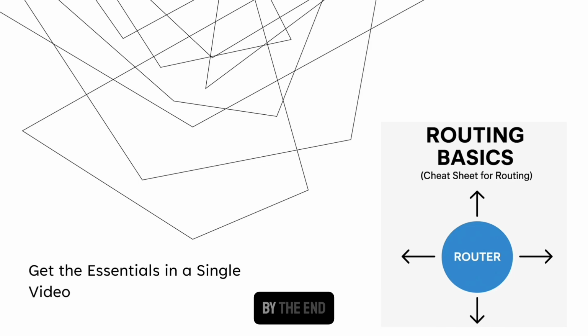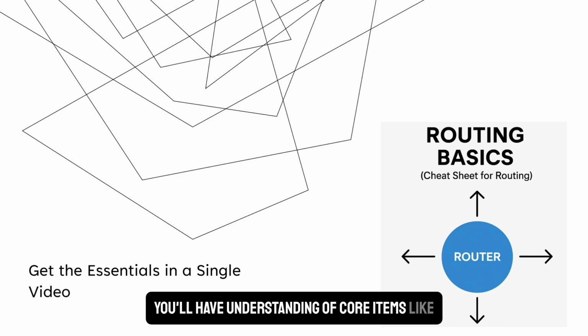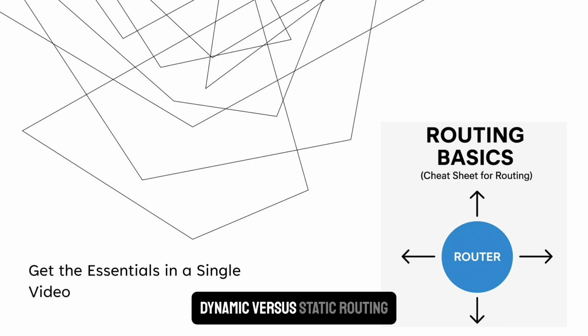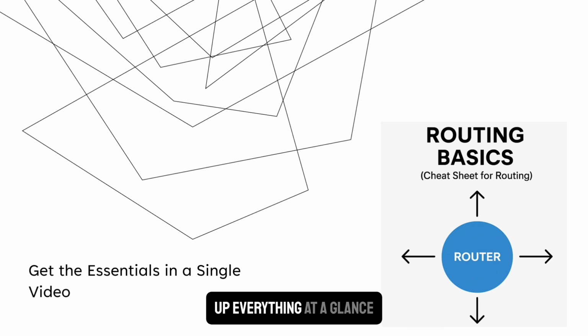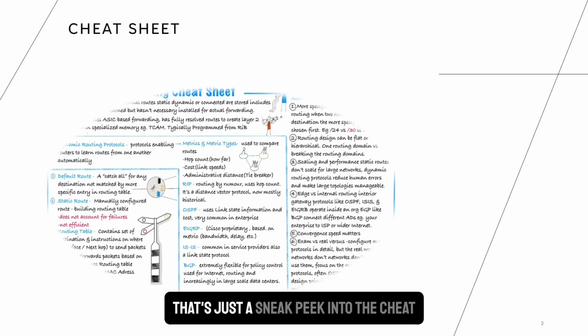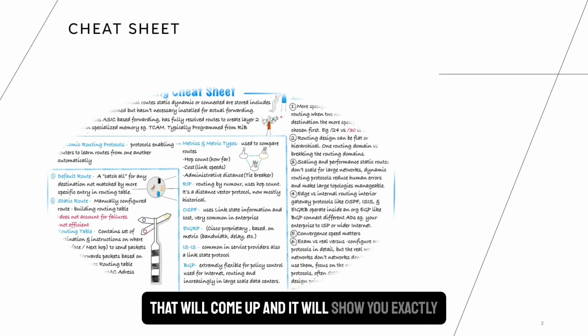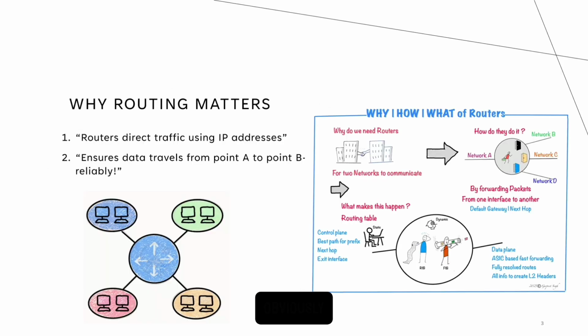why you should care. By the end, you'll have an understanding of core items like RIB versus FIB, layer 2 versus layer 3, dynamic versus static routing. Plus, you'll get a free cheat sheet that sums up everything at a glance. That's just a sneak peek into the cheat sheet that I put together, which will come up at the end, and it will show you exactly what you need. Obviously, we're going to start with why routing does matter.